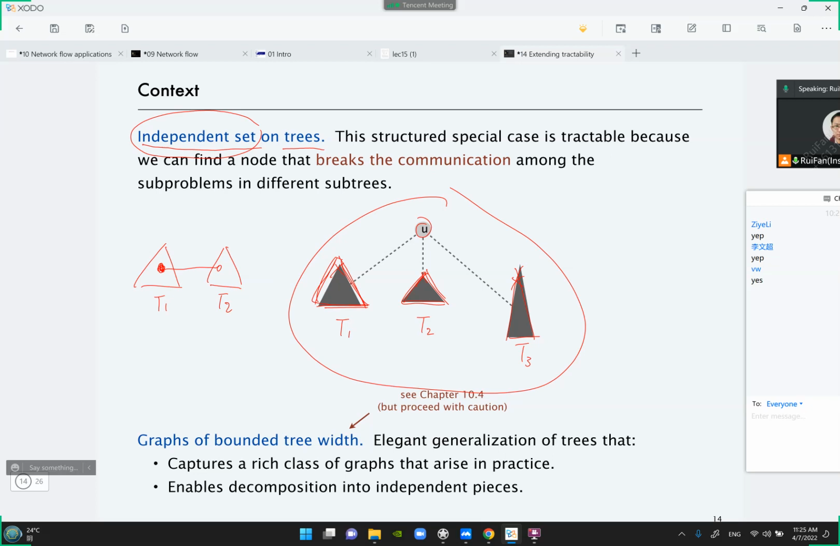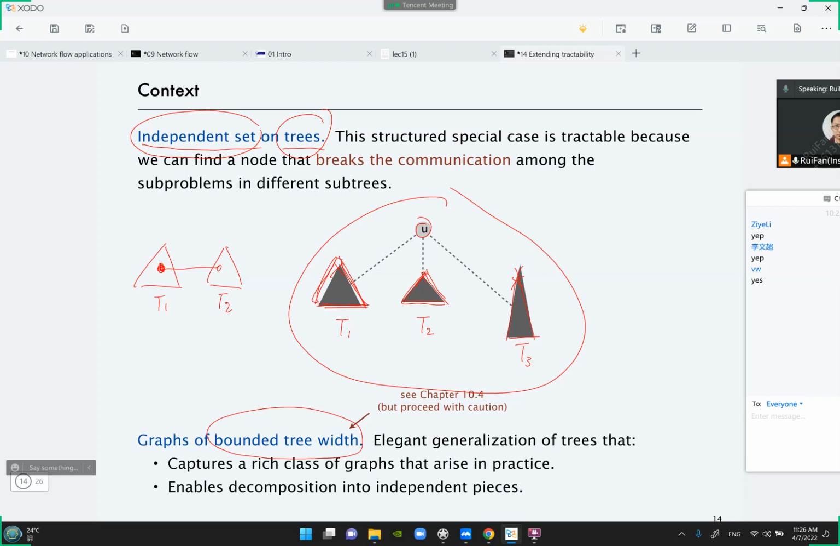One more thing I'll say about this before we go on to the next problem is that we see that we can solve the problems efficiently on trees. But are there other types of graphs where we can also solve these problems efficiently? It turns out that there's another class of graphs which is more general than trees, and on this class of graphs, you can typically also solve many graph problems efficiently. This class of graphs is called graphs with bounded tree width.